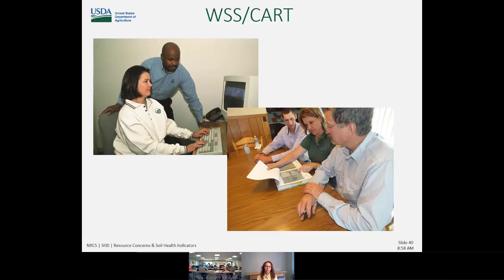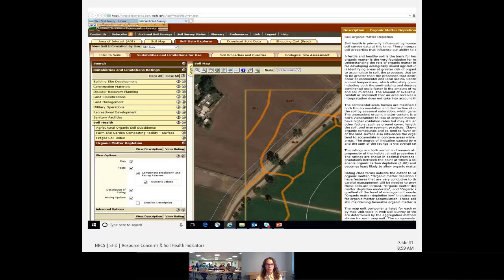So Web Soil Survey is a very helpful and credible resource. It has a wealth of information, and is integrated with CART, the Conservation Assessment Ranking Tool, and is an important part of the planning process. This is the Web Soil Survey. You can search by all sorts of location information, zoom in and identify areas, and get the soil mapping and soil survey information. There's also soil health information integrated into Web Soil Survey.